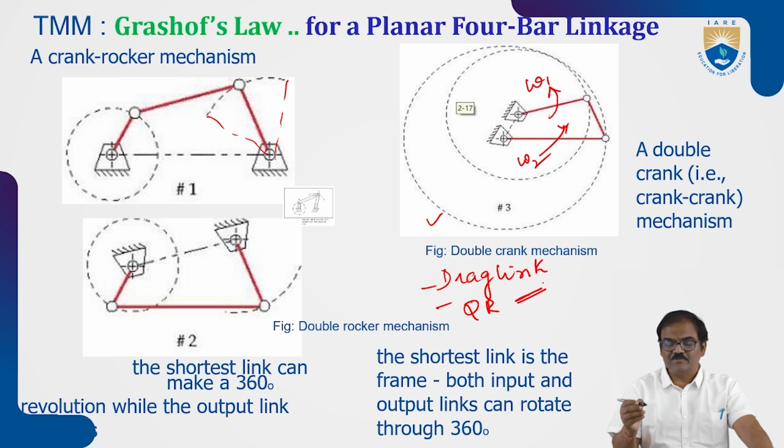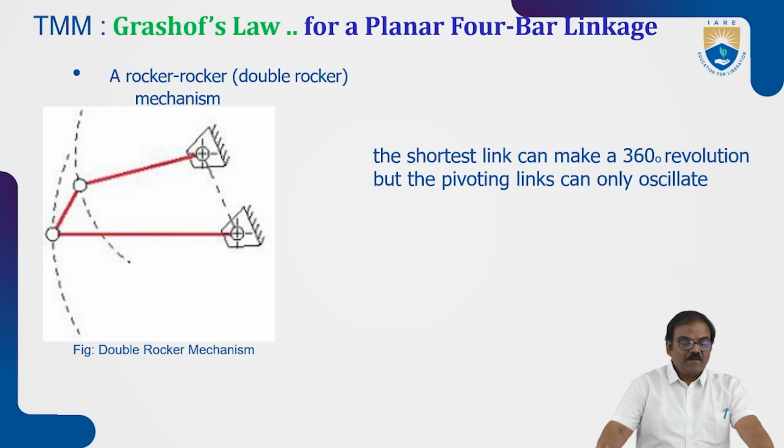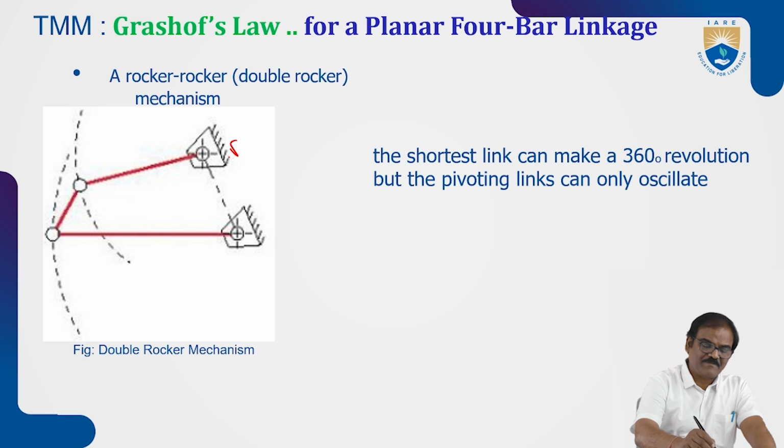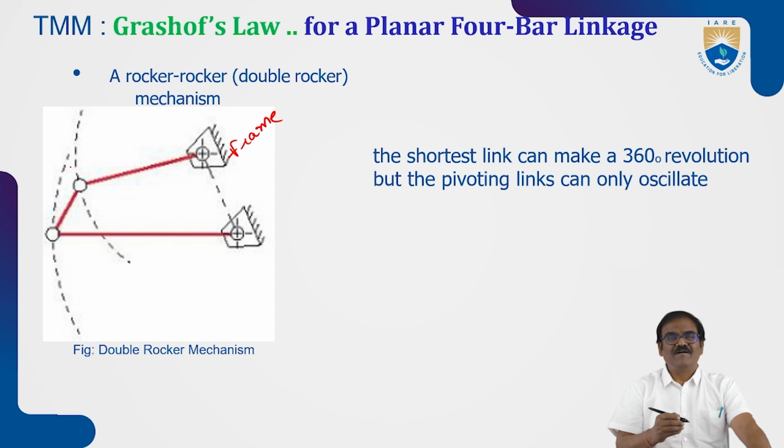A drag link can be used as the quick return mechanism. Rocker mechanism, opposite to the shortest, when you make it fixed, this is called a frame. Then both the links will do the cranking operation, and we call it a double crank lever or rocker mechanism. The shortest link can make 360 degrees free, but the pivoting links can only oscillate.